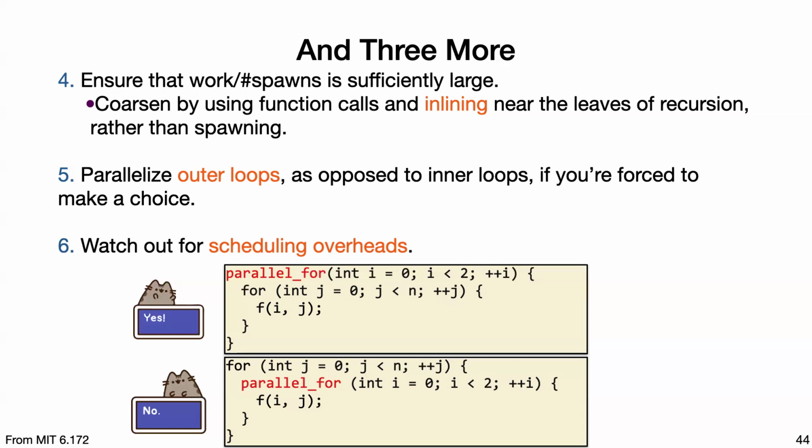And these are related. To ensure that the work is high relative to the number of spawns, you can parallelize the outer loops, because usually there's more work inside, the more volume you have. There's scheduling overhead in doing the spawn, and that is the reason we want to do more work per spawn. So this is just saying do the parallel for outside rather than the parallel for inside, if possible. Questions?